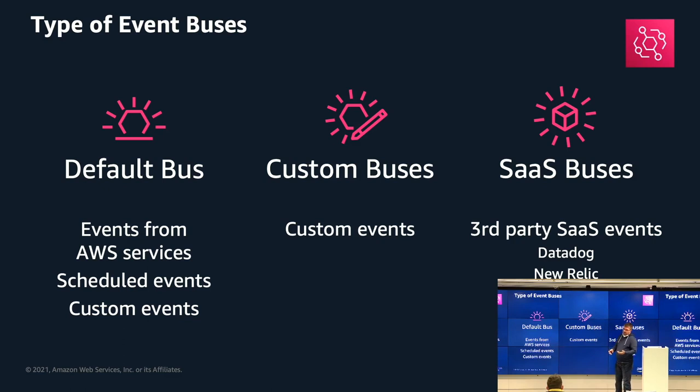So a custom bus is a bus you created, and then you can put your custom events from your application there. And in the end, there are SaaS buses. So those are buses specifically for third-party SaaS events, like Datadog, from the list of SaaS partners.